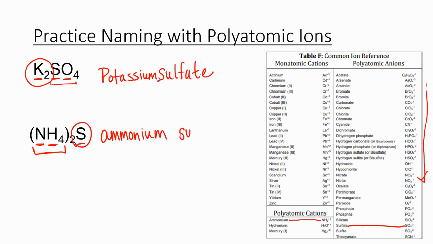Normally that would be sulfur, but for an element, a single element as your anion, you change the ending to I. So when your anion is just an element, you use its name from the front of the table, like sulfur, as its prefix, and then you change the ending to IDE, so ammonium sulfide.